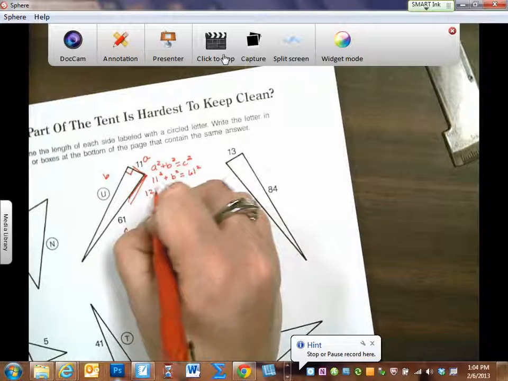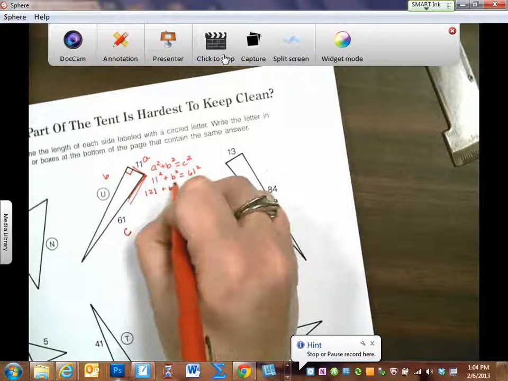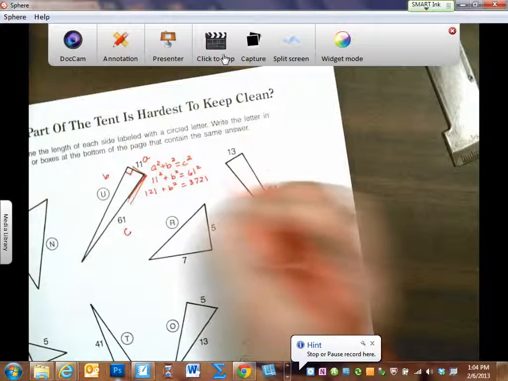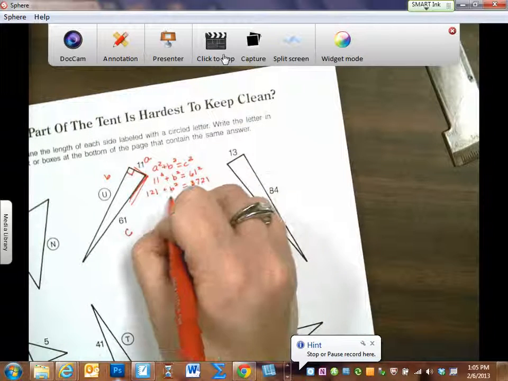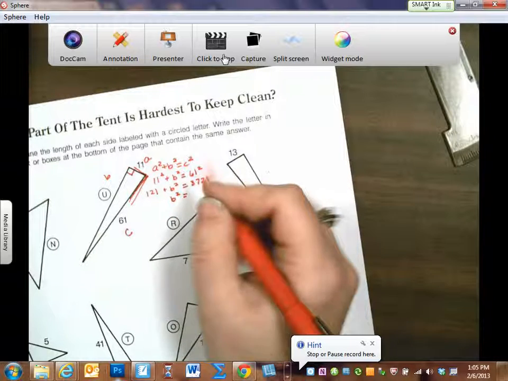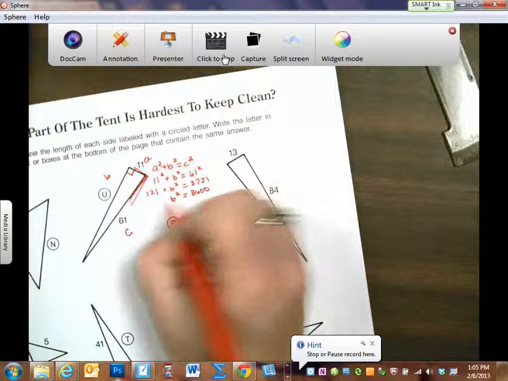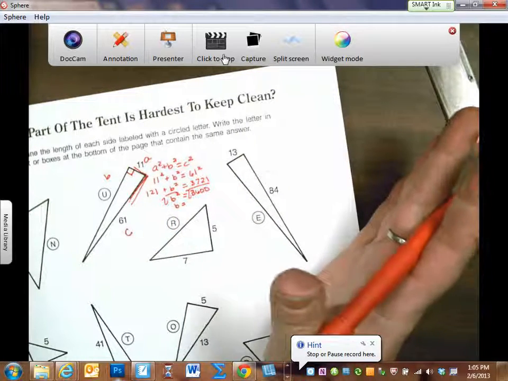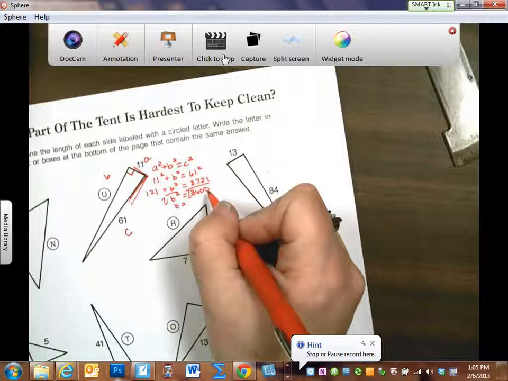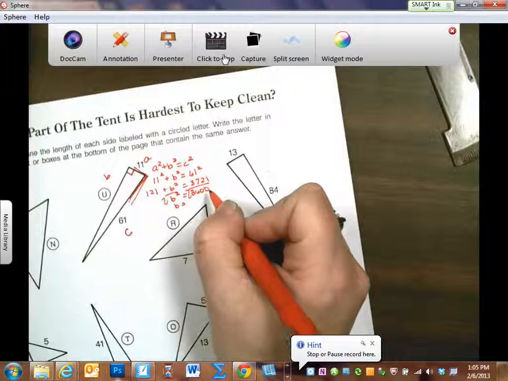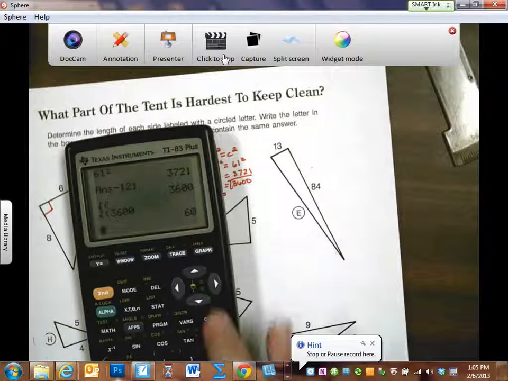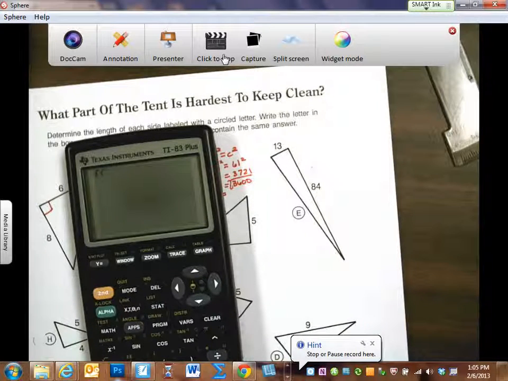11 squared is 121. B squared, that's what I'm trying to figure out, and C squared is 3,721. Subtract 121 on both sides, and I know that B squared is equal to 3,600. Take the square root of both sides, and I know that B equals, now when you put that in your calculator, don't try and simplify first. Always try and put it in the calculator first. And well, let's do that. I've got a calculator right here, so you can see I'd already done it, but we'll do it again. 3,600, take the square root, and I know the answer is 60.